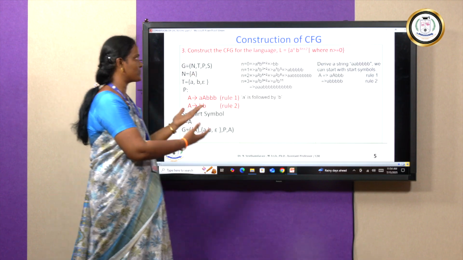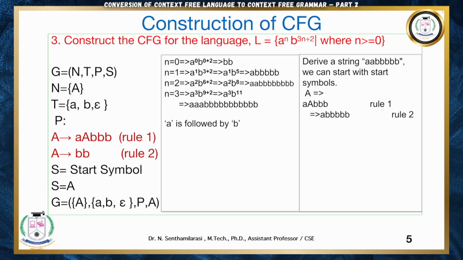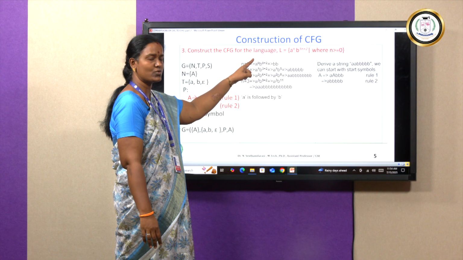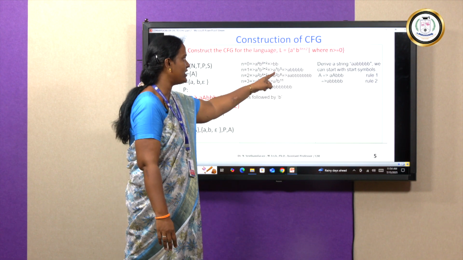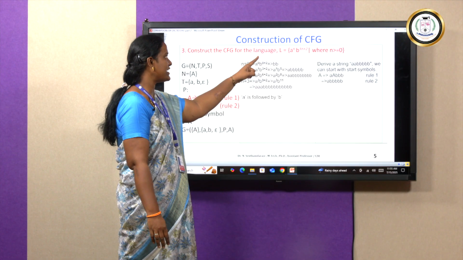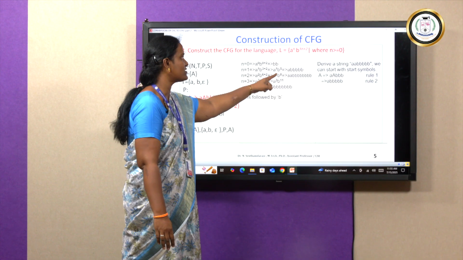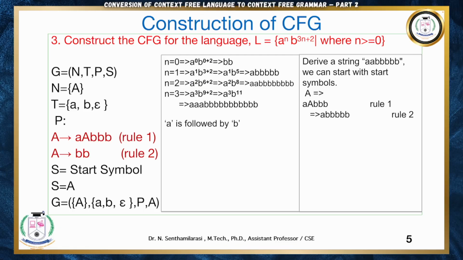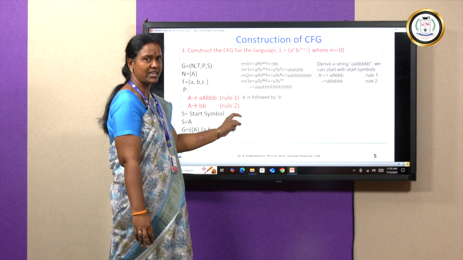Again I need to substitute n equal to 0, which gives a power 0, b power 0 plus 2, which is double b. n equal to 1 means a power 1, b power 3 into 1 plus 2, so 1 A and 5 B's. n equal to 2 means a power 2, b power 3 into 2 is 6, 6 plus 2 is 8, so 2 A's and 8 B's. n equal to 3, a power 3, b power 9 plus 2, so 3 A's followed by 11 B's. So here also the order we are maintaining, A is followed by B.